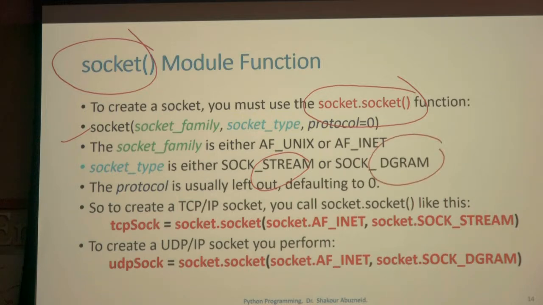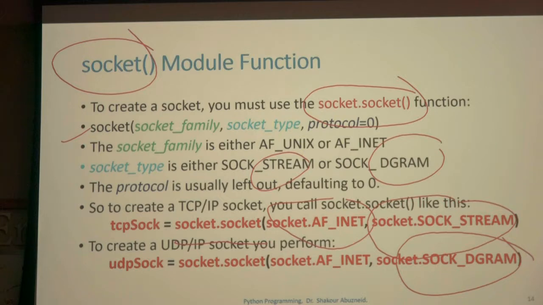So let's take an example to create a TCP/IP socket. We need to call the socket method. The first parameter is the socket family, which is INET. Then the second is the socket type, SOCK_STREAM, which is connection oriented. For UDP, it's the same thing, but we pass the datagram type.